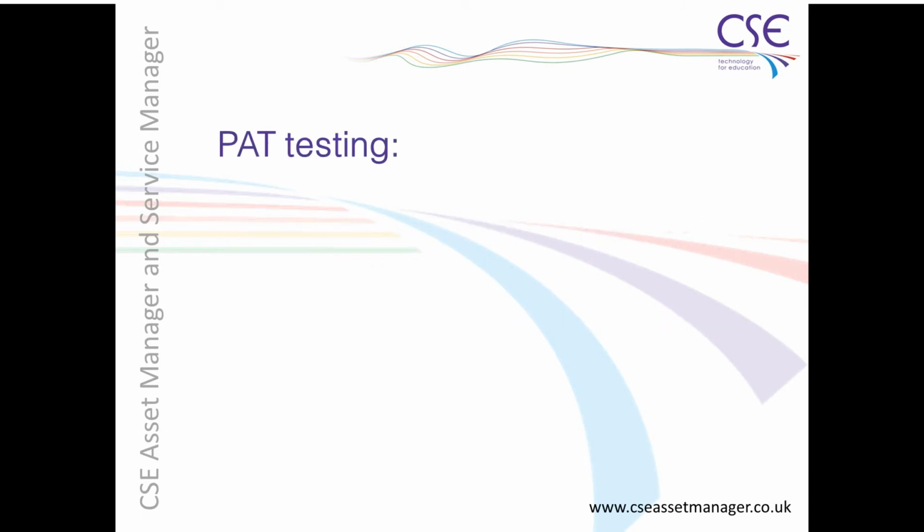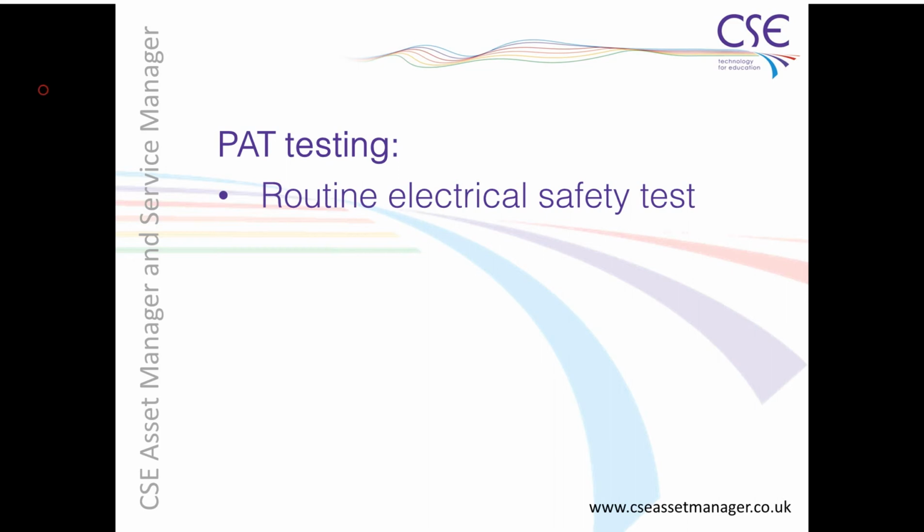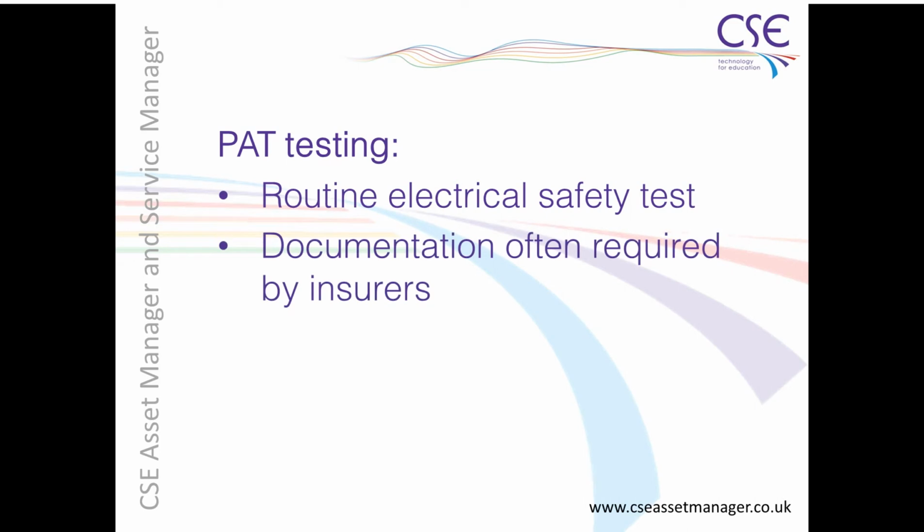Portable appliance testing is the routine process of testing electrical appliances for safety and to prevent harm to staff and pupils. In addition to legal and health and safety requirements, many insurers require PAT testing to be carried out and documented. This is where Asset Manager and Service Manager can help. It also provides a useful example of how Asset Manager and Service Manager can output information for business processes to be carried out using a bespoke report, and how they can then re-import that information and report on it.